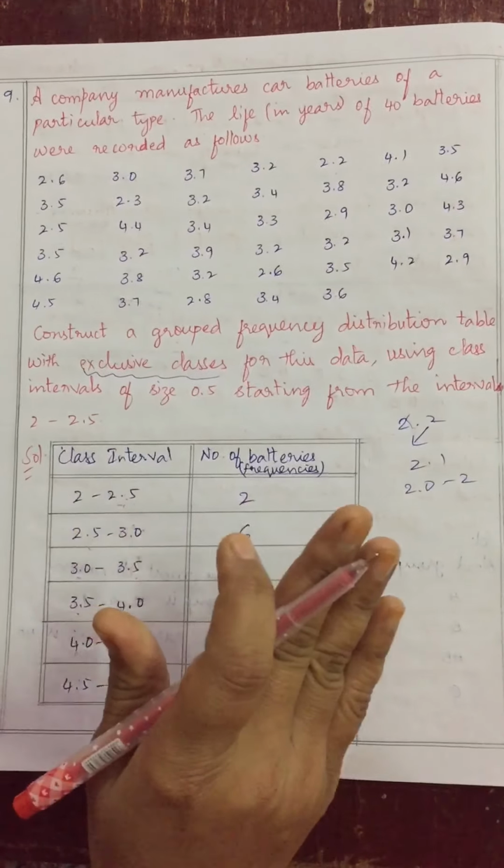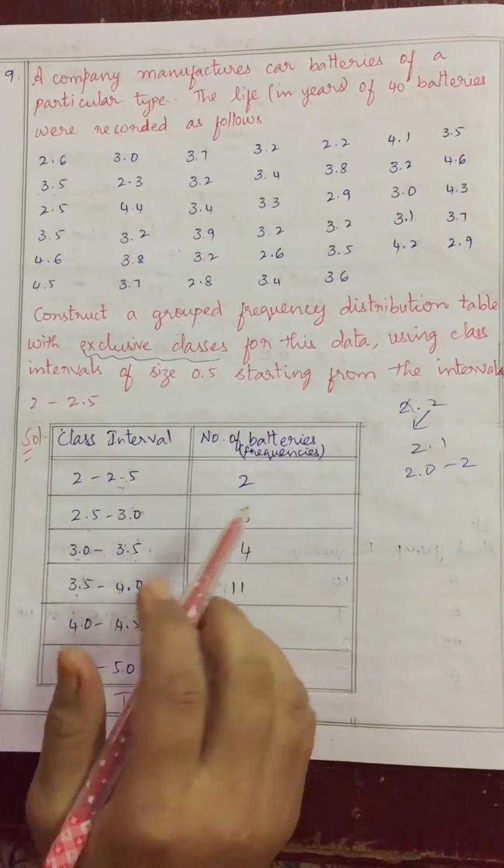Now 2 to 2.5 he mentioned. That means 2.5 we should not add. So up to 2.4 only we should add. 2.5 we will not add. 2.31, then 2.8 we will not add. 2.6 also will not add. This one is 2, then 2.2, only 2. So 2 to 2.5 is 2.